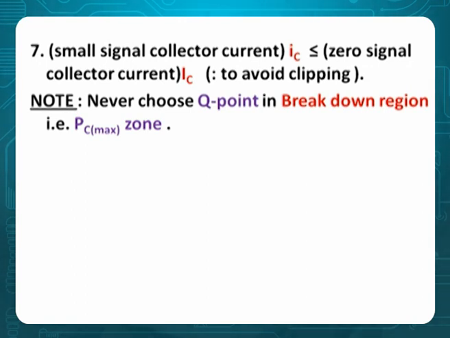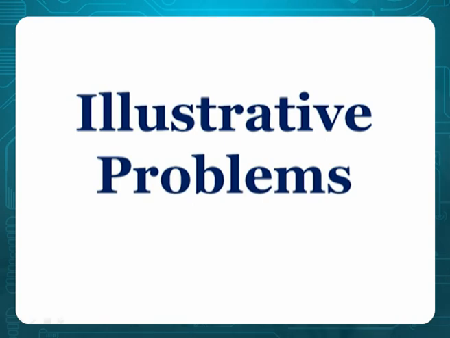So these are the necessary things on where to operate and how to operate a transistor in the active region. Let me illustrate certain things with illustrative examples that will really give you much more clarity on all that I spoke. Let me take you to the illustrative examples.